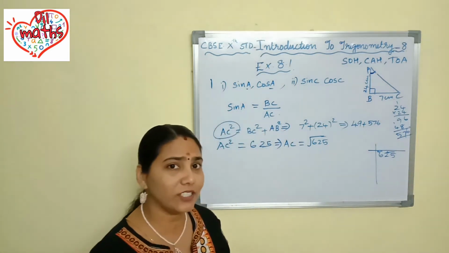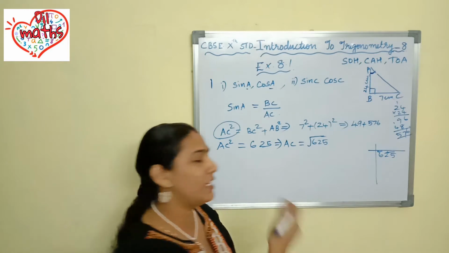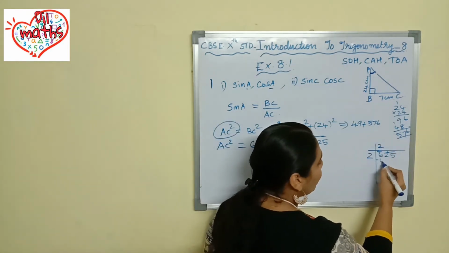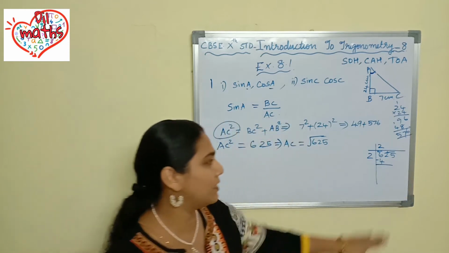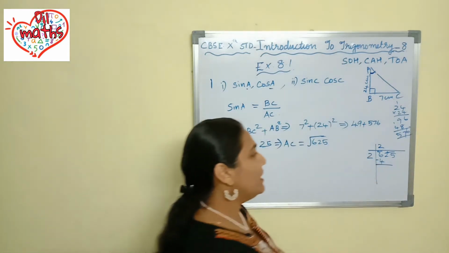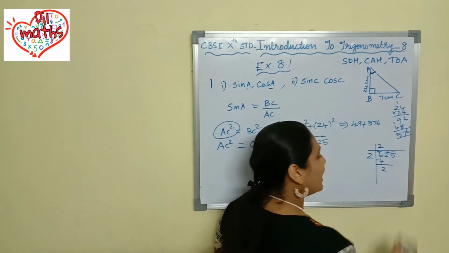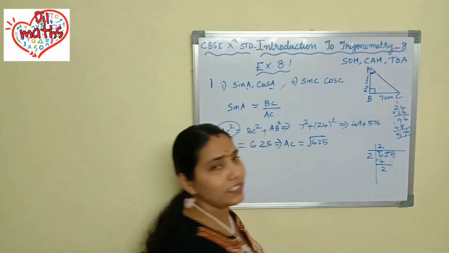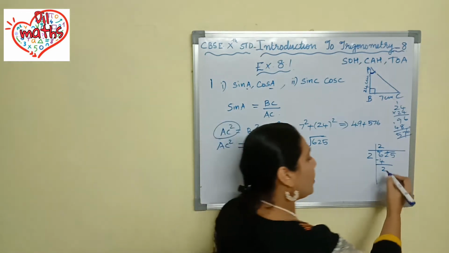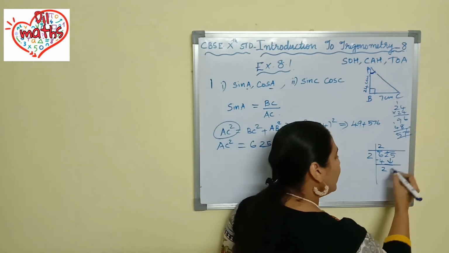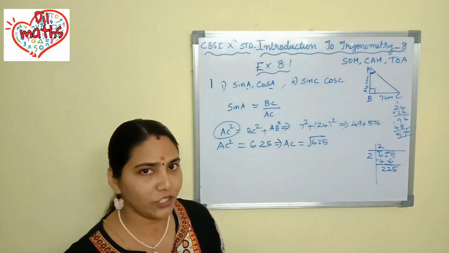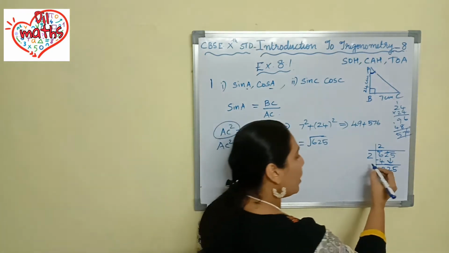If you take 3 square, 9 will come, and you can't write that. So we should write 2 here. 2 2s are 4. So you should subtract 4 from 6. 6 minus 4 is equal to 2. Then next step, what should you do? You should bring down the next pair. That means this 25 you should bring down. We got 225 here. And what about here?